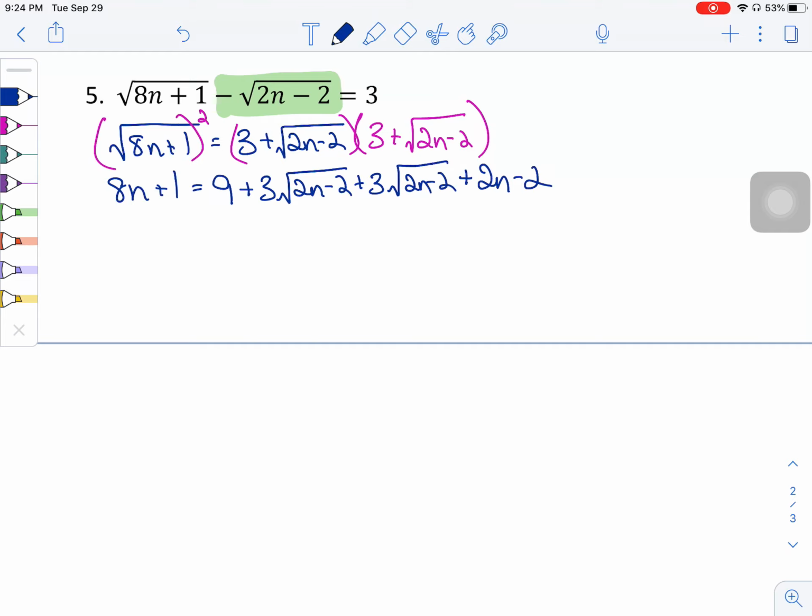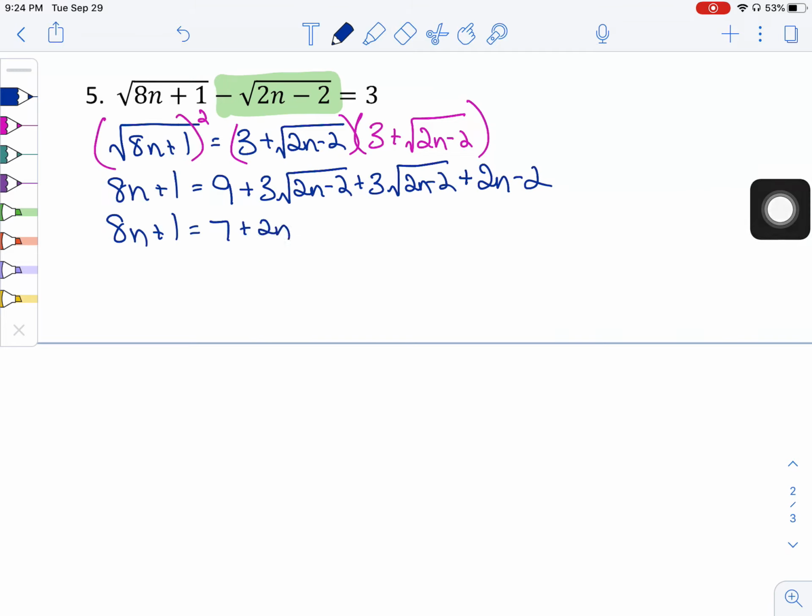I want to do a whole bunch of cleaning here, because this mess I want to simplify. So what I'm going to do is look to combine some like terms. So 8n plus 1, I'm going to combine some like terms on the right side. So I've got 9 minus 2, so that's going to be 7. I have this lonely 2n off to the side, so that's just going to say 2n.